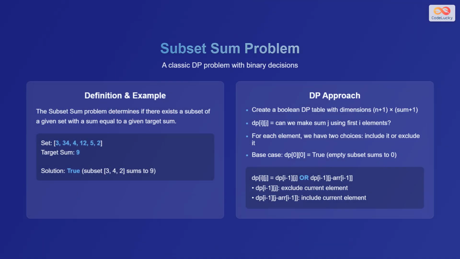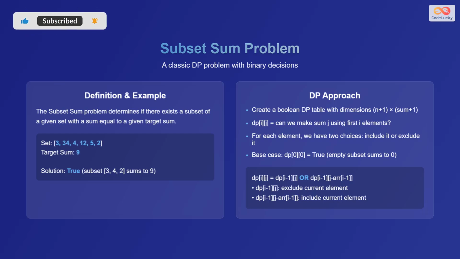Now let's look at the subset sum problem, which is a classic dynamic programming problem with binary decisions. The subset sum problem determines if there exists a subset of a given set with a sum equal to a given target sum. For example, if we're given the set 3, 34, 4, 12, 5, and 2, and we're also given the target sum of 9, the solution is true. The subset 3, 4, and 2 sums to 9.